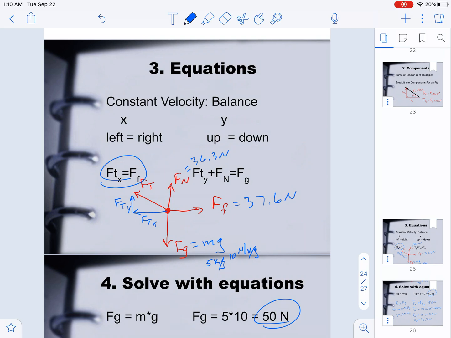Notice, and I know we've talked about this in some of the classes, balanced forces does not mean that all of the forces are equal to each other. It just means that all of my lefts equal all of my rights and all of my ups equal all of my downs. But all of the individual forces don't have to be equal to each other.